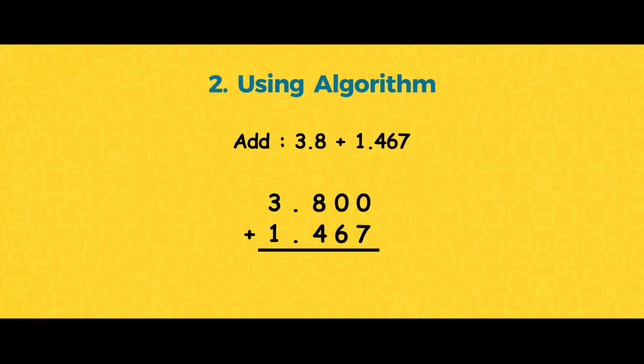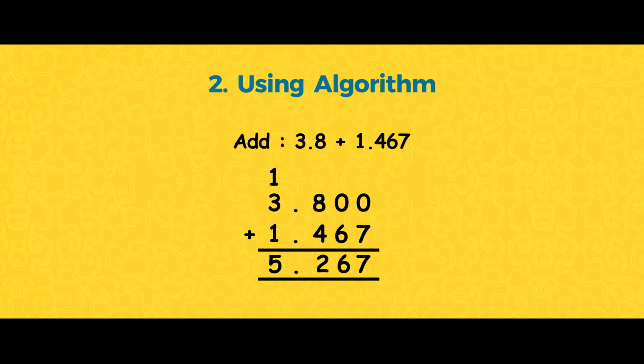0 plus 7 will give you 7, 0 plus 6 is 6, 8 plus 4 is 12, which is a 2-digit number again. So you just keep the 2 tenths there and take the 10 tenths to the ones column, that will give you 1 one. And then add 3 plus 1, and then regroup with the 1 that you have brought from the tenths column. That will give you 5.267. Okay, let's take a look at another example.